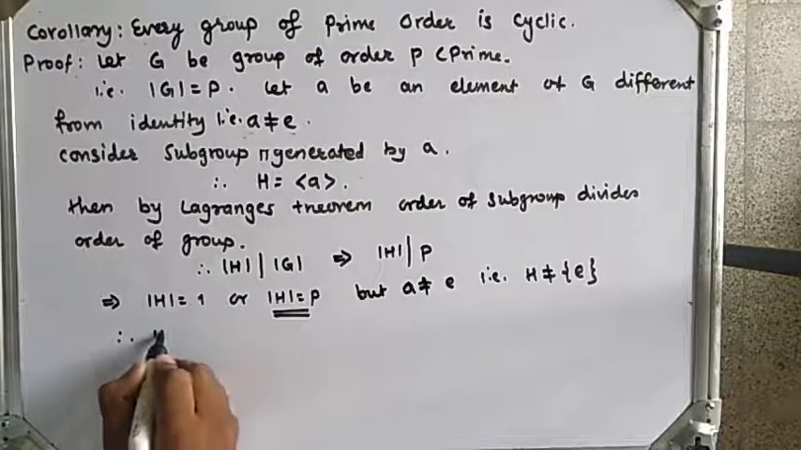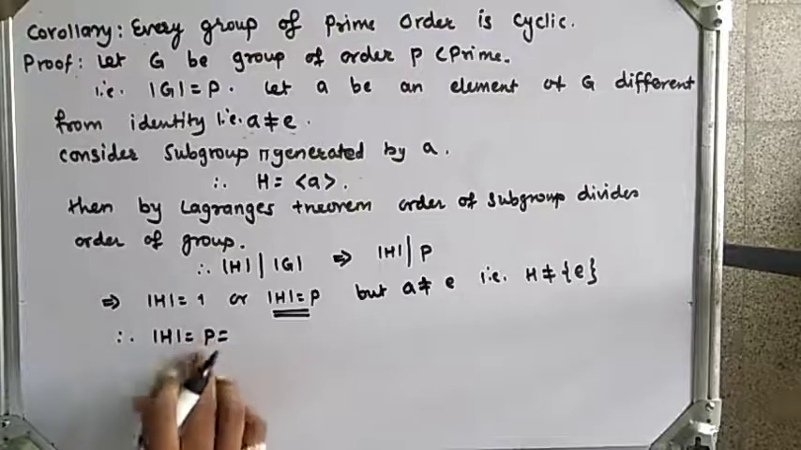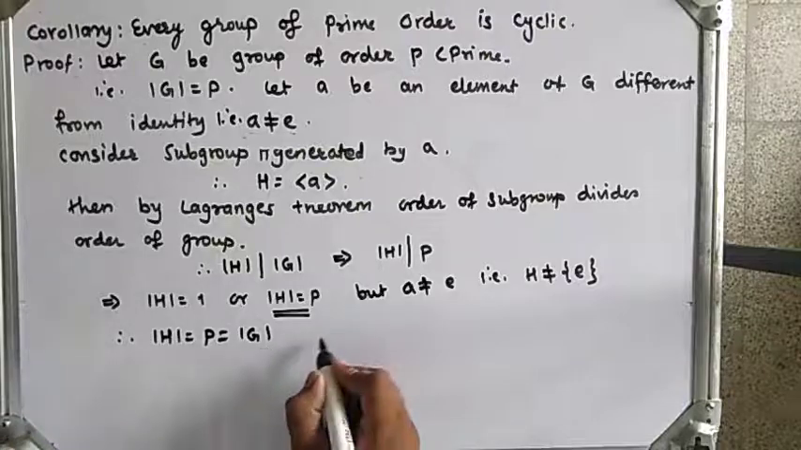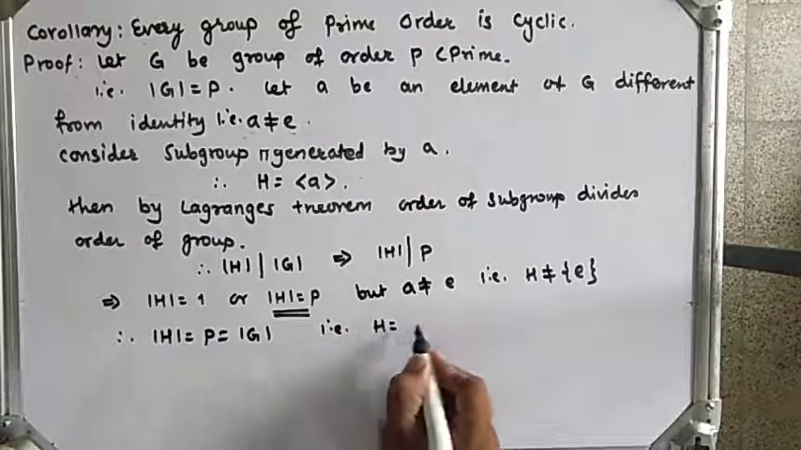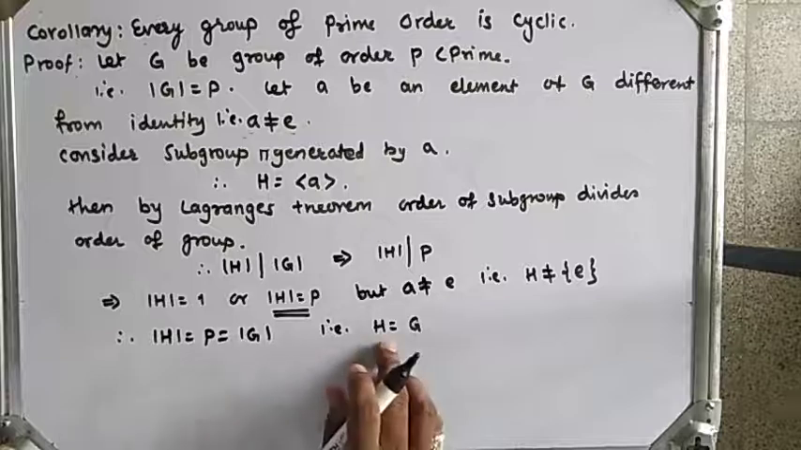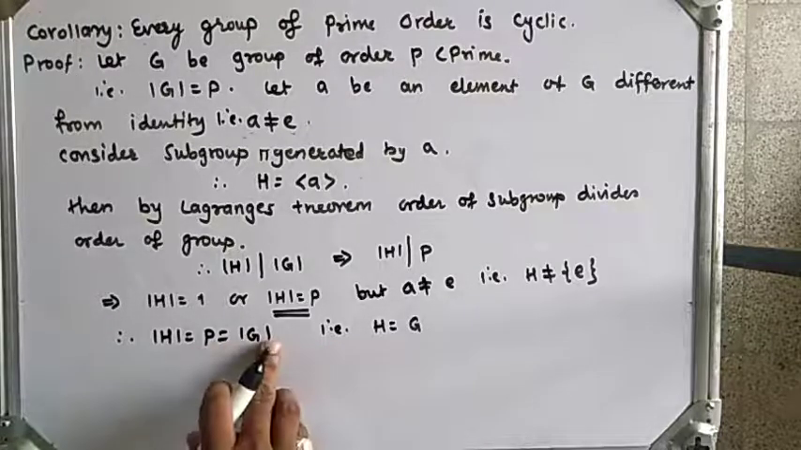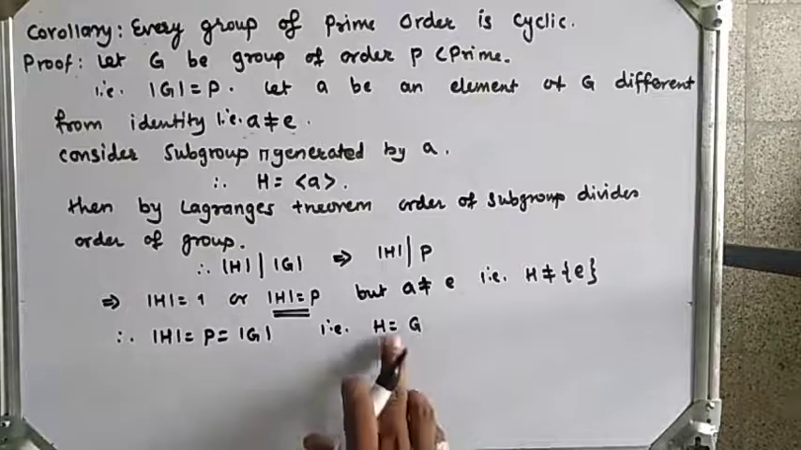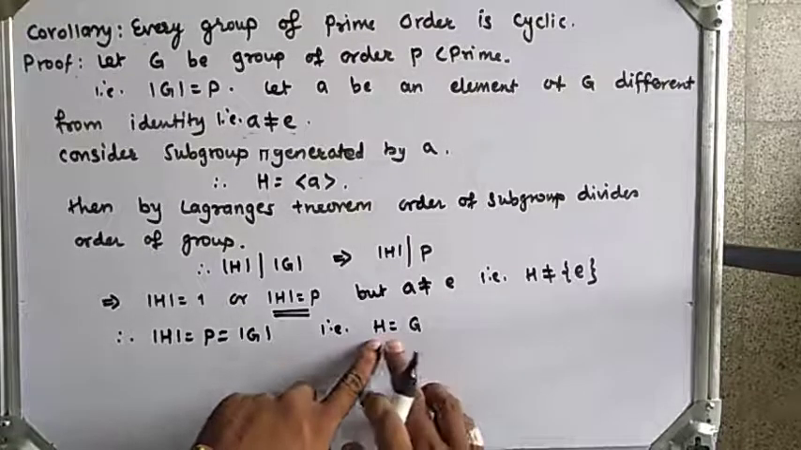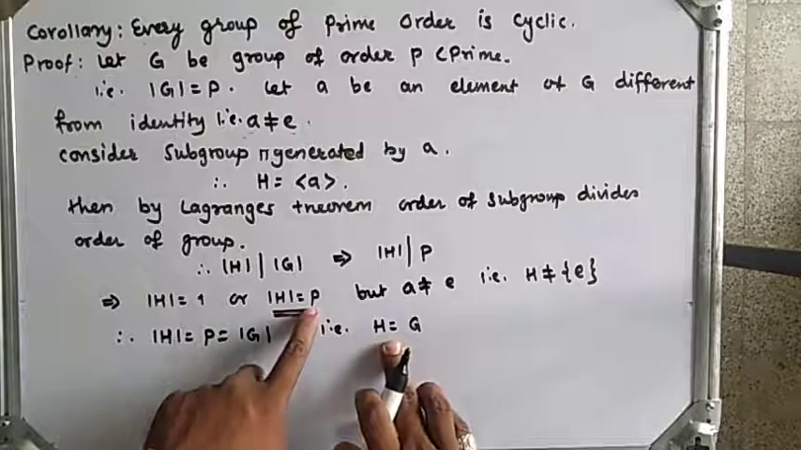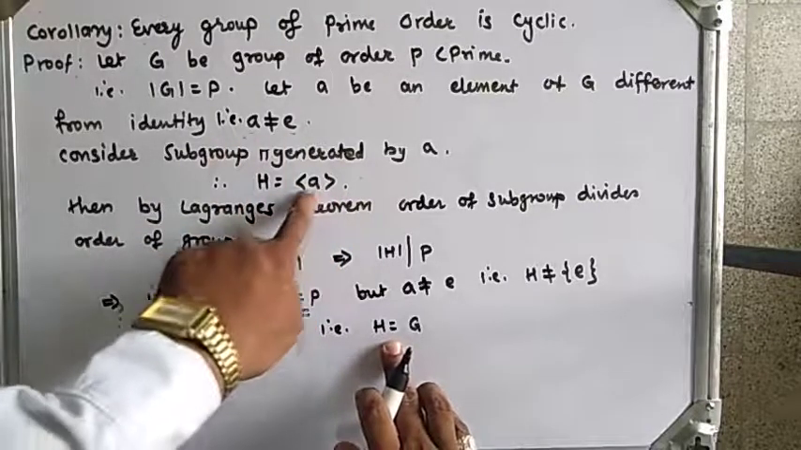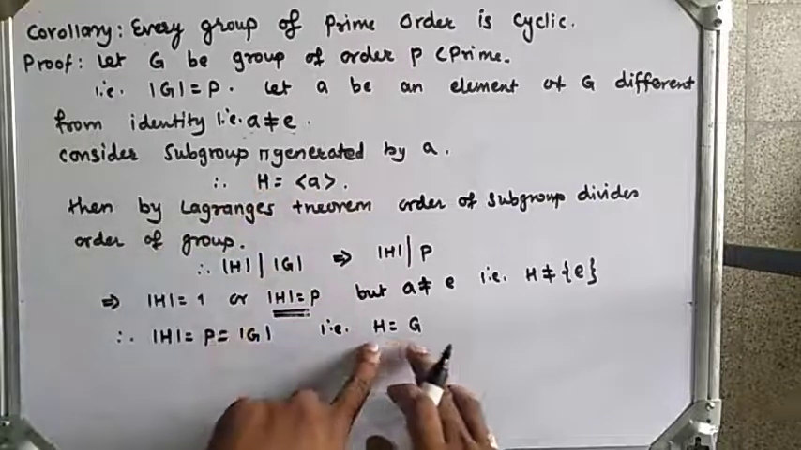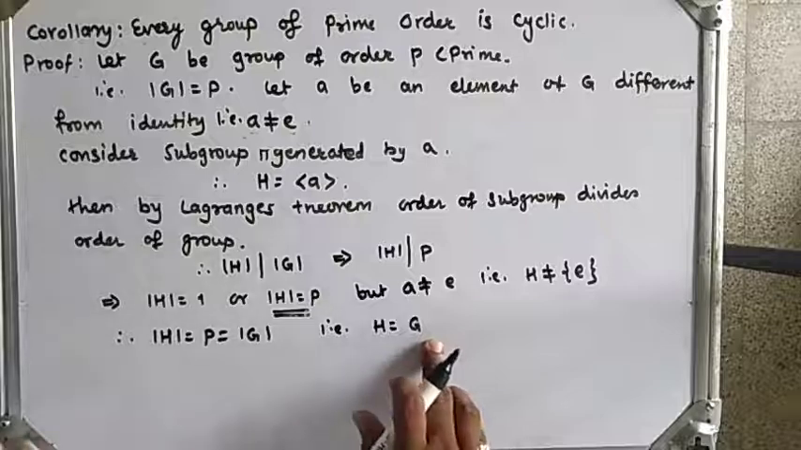Therefore the order of H is equal to P, and P is the order of the group. So the order of H equals the order of G, that is, H is equal to G. The subgroup is the same as the group. H is generated by a single element, which means H is cyclic, and since H is equal to G, G is also cyclic.